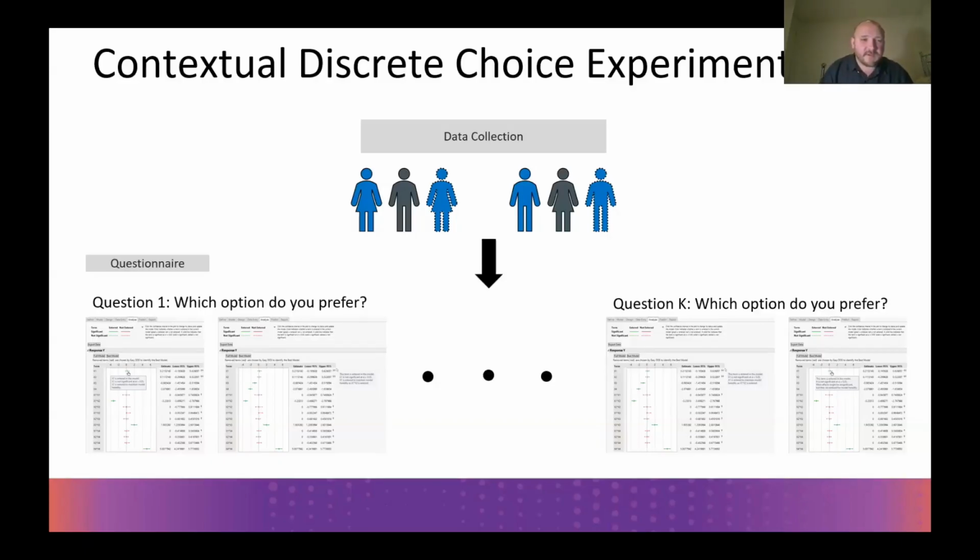And what we do in this framework is we subject these different participants to a questionnaire, where in each question, they are asked to compare 2 or more alternative designs and pick the one that they prefer more. So the data collection process is pretty intuitive, and it reflects how people may choose options in real life.